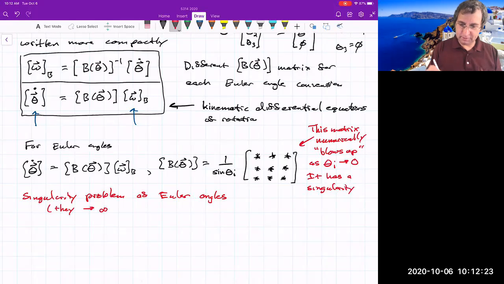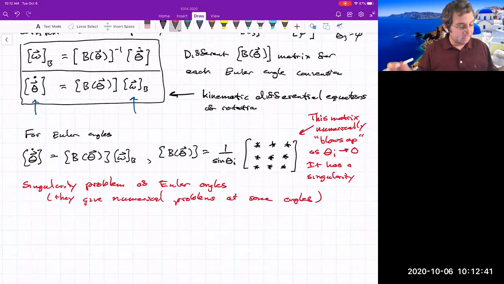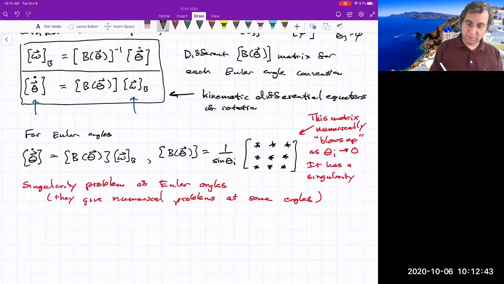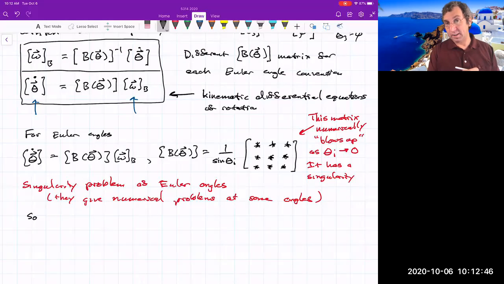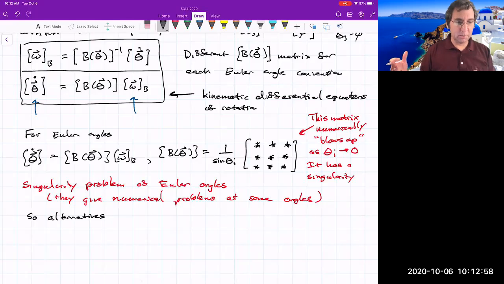Go to they give singularities. They give numerical problems at some angles. And that's just life. So alternatives are used, which we don't talk about in this class, but it is good to be aware of them, especially in computer graphics. But I want to think in terms of like a control system. You'd want a control system that's well behaved and doesn't make anything crash. So alternatives are used.